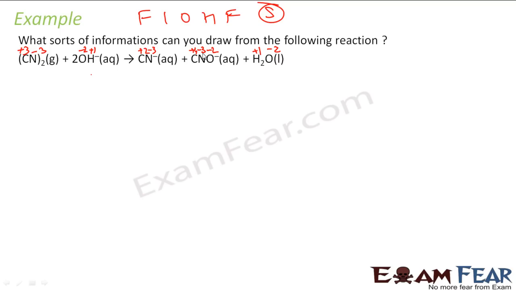These things we have done in oxidation state, right? How to find oxidation state. So with this, here if you see carbon has +3, it became +2. Here carbon has +3, it became +4. So if you see, carbon is both reduced and oxidized. So this is an example of disproportionation reaction.